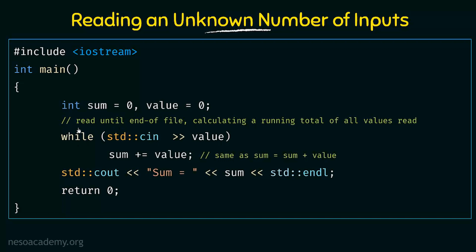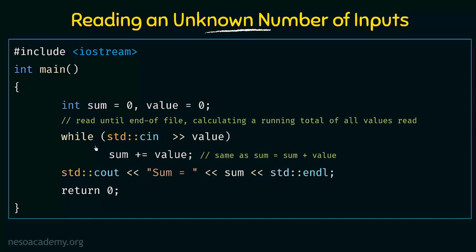Now, in order to read until the end of file, calculating a running total of all values read, what do we mean by this? Let's see. As I said, we have to keep on adding the values given by the user. As long as the user is entering something, a valid number, we have to keep adding it. For that we are going to use a while loop. Here we are using a while statement, and we have studied while in one of the previous lectures. If you have not watched it, you can watch it first in order to understand how the while loop works.